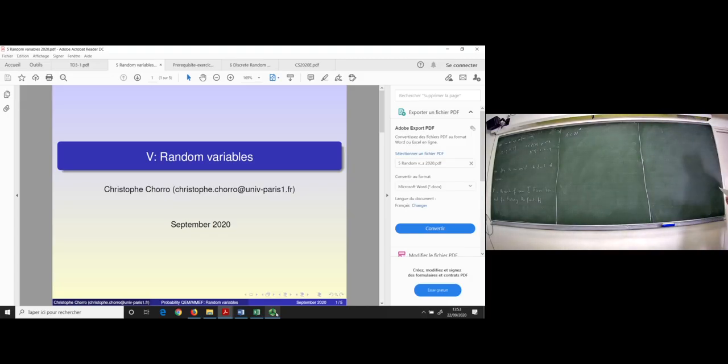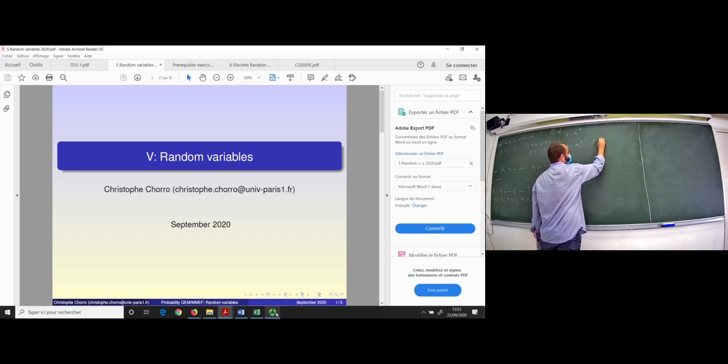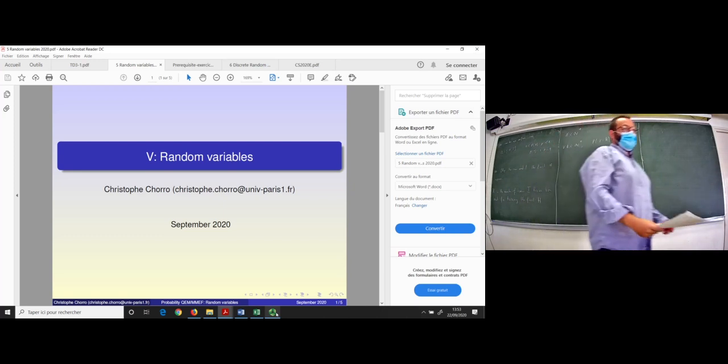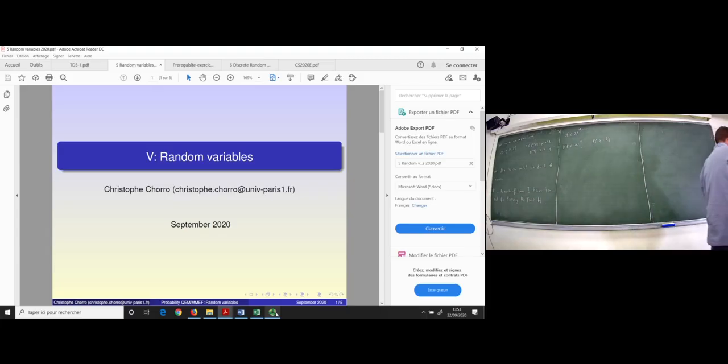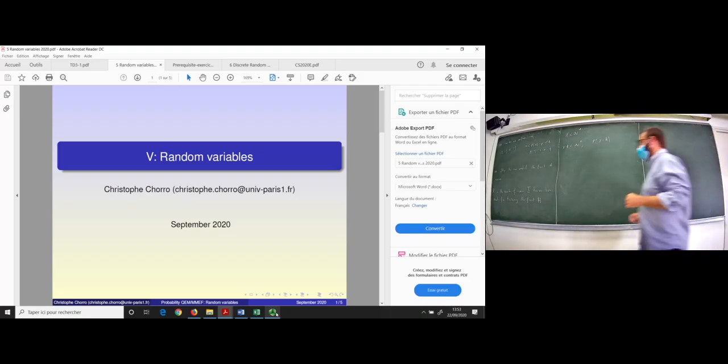What interests me once again is, for all k belonging to N star, the probability that x is equal to k. Are you able to tell me the probability that x is equal to k? So let's start with a basic example, for k equal to 1.